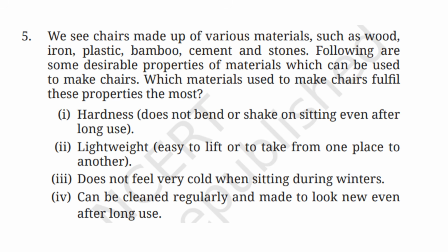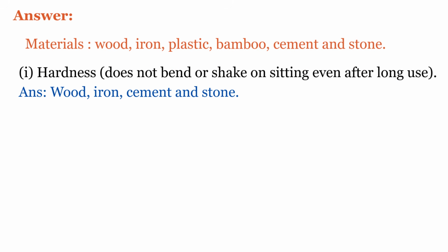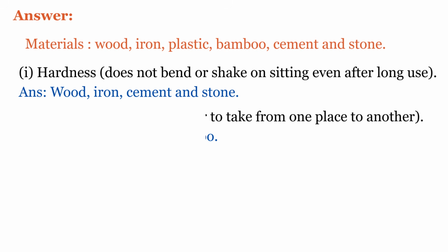Question number 5. We see chairs made up of various materials such as wood, iron, plastic, bamboo, cement, and stones. Following are some desirable properties of materials which can be used to make chairs. Which materials used to make chairs fulfill these properties the most? Number 1. Hardness, which does not bend or shake on sitting even after long use. So, wood, iron, cement, and stone will be the suitable materials for this property.